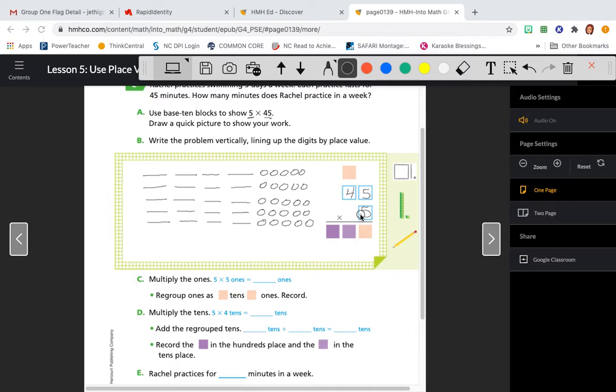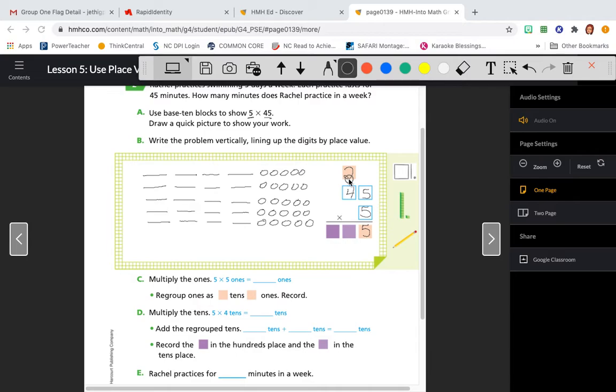Now, C says multiply the ones. So 5 times 5 equals 25 ones. So we can't have 25 ones. So we're going to write a 5 in the orange in the ones place. And we're going to bring the 2 over. Now we need to show that with our base 10 blocks.